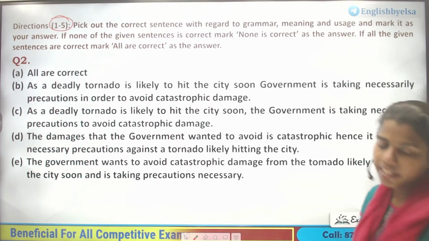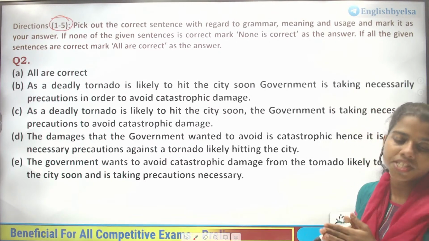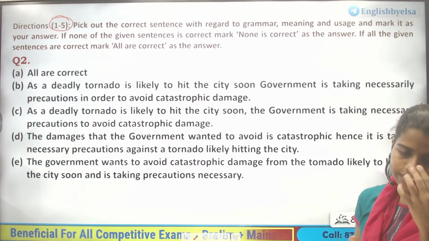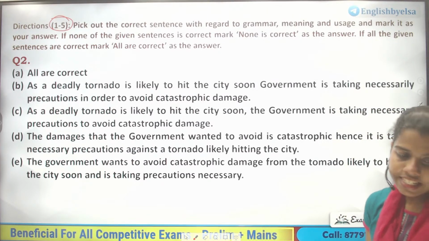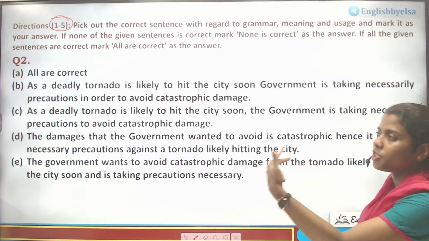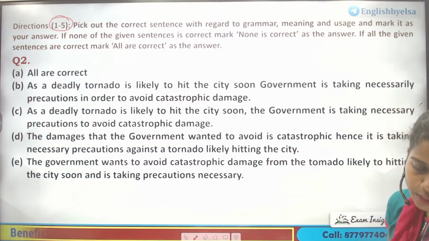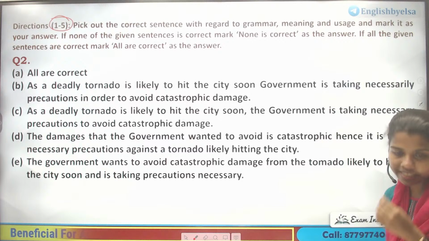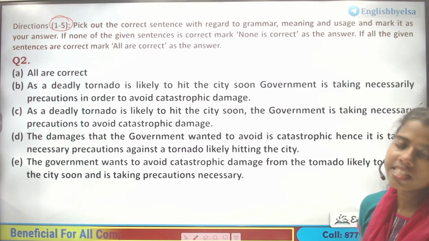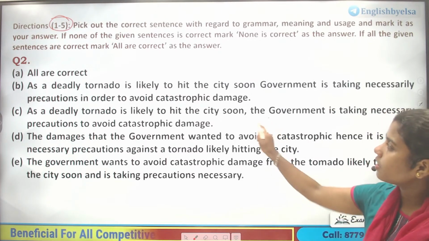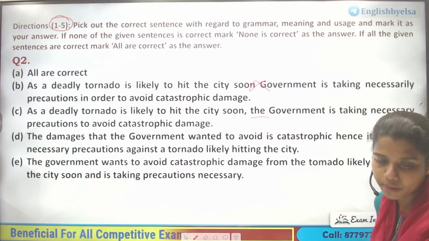You can see B and C options are almost the same. Some words are slightly changed. Let's see together. B and C should go together. As a deadly tornado is likely to hit the city soon, the government, yes, government, before government we use the, that means I have to cancel out option B.